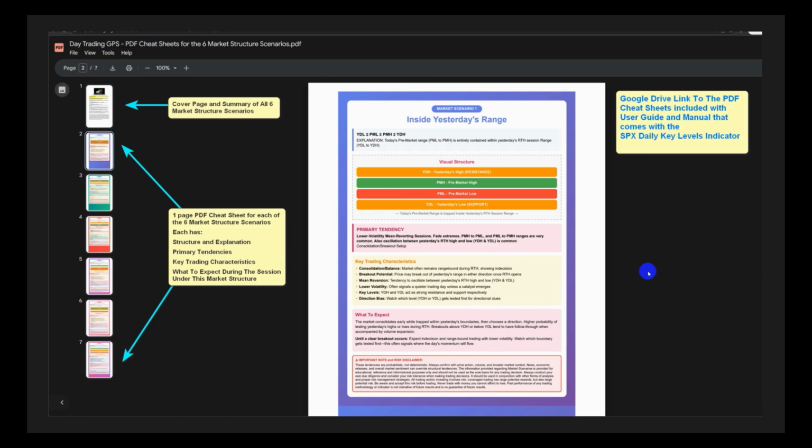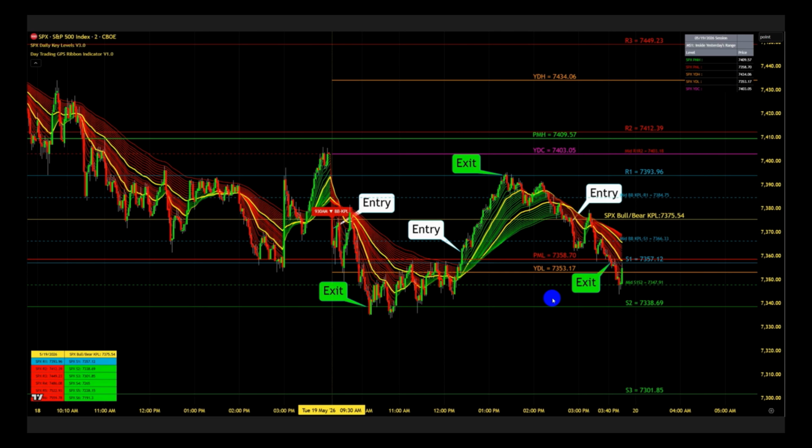Now, combine all that with the day trading GPS ribbon tool. The ribbon gives you real-time confirmation of direction, momentum, and market structure, helping you identify when price is ready to react at those freshly plotted key levels. Together, these two indicators produce 3 high-probability SPX trade setups during the May 19th, 2026 trading session.